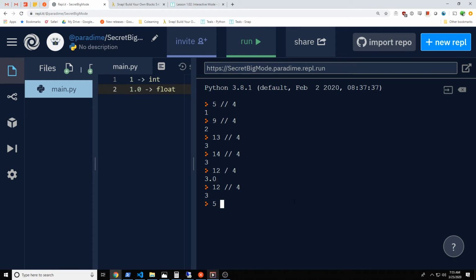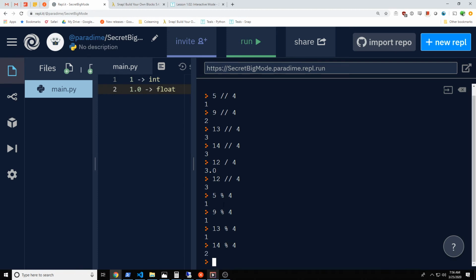Next one is this percent sign. It's called a modulo. And this one is gonna, let's see what happens here. So we get 1 again, so it might be that it's just giving us the whole number in. Next one is 9 mod 4. Also gives us 1. What about 13 mod 4? Alright, seems like it's giving us 1 again. Let's see what happens if we just add 1 to it. We get 2. So the modulo will give us the remainder.